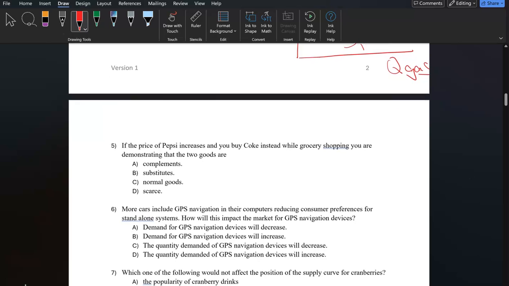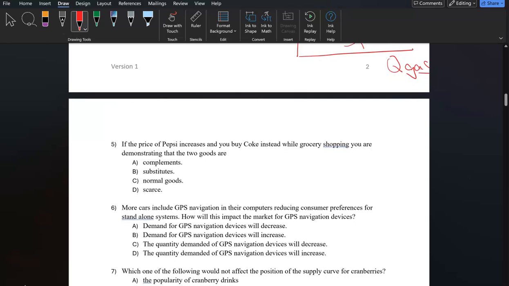Okay, going to the next question. Price of Pepsi increases and you buy Coke instead. So if the price of Pepsi is going up, quantity demanded for Pepsi, that's certainly going down. And you are buying more Coke, this means these two are substitutes, Coca Cola and Pepsi.